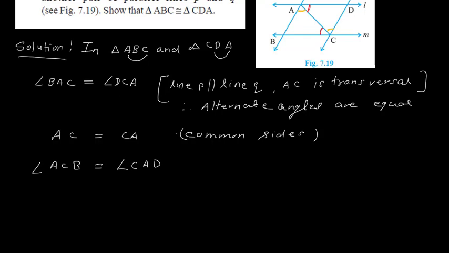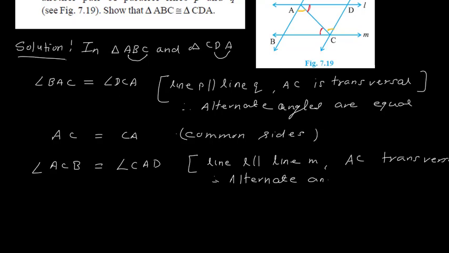CAD. Again the reason is, for these two, line L is parallel to line M, AC is the transversal, therefore alternate angles are equal. Therefore, I will say that triangle ABC is congruent to triangle CDA. The reason I will write is angle side angle criteria.